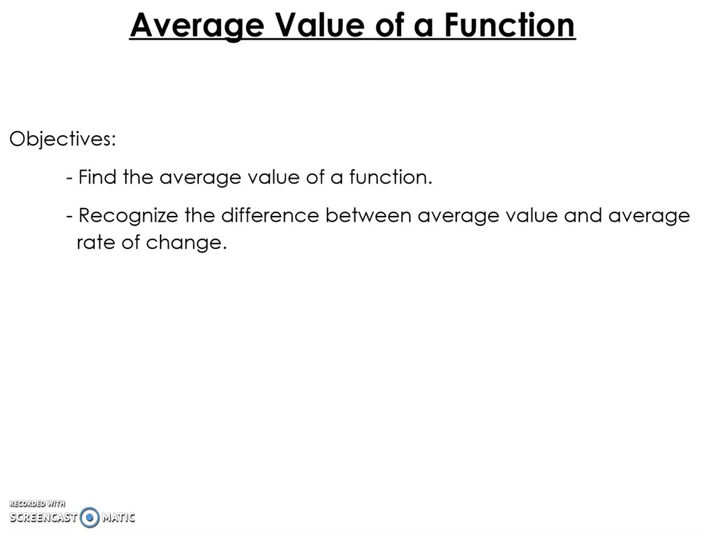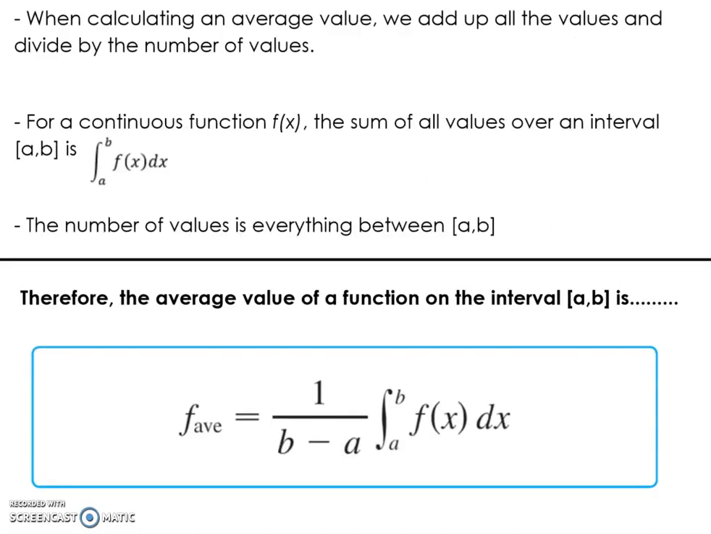In this lesson, we're going to go over how we can find the average value of a function. When we're calculating the average value of anything, we add up all of the values and then divide by the number of values. If we have a continuous function, the sum of all the values over a specific interval from a to b is going to be the integral from a to b of f of x dx. So by taking the integral of something, we have the sum of all the values in between the endpoints.